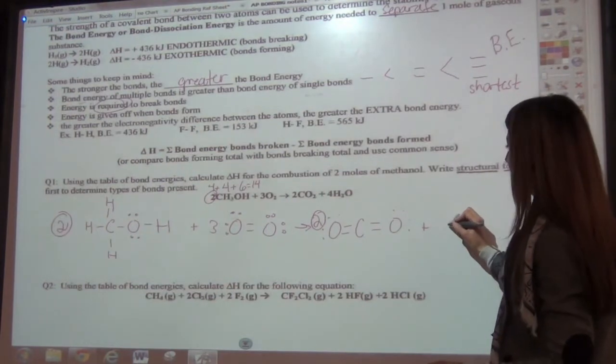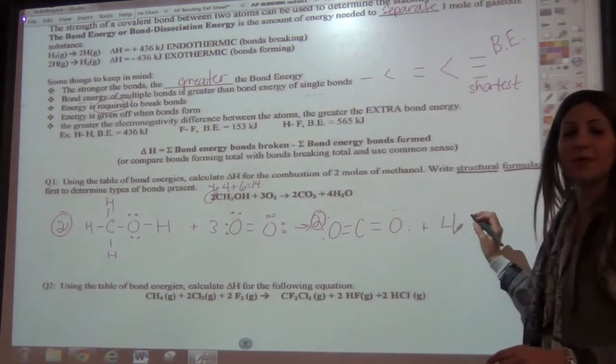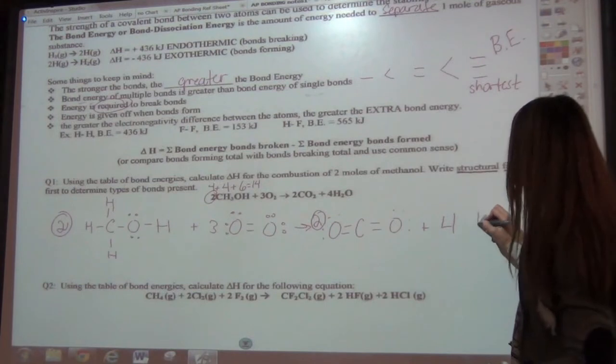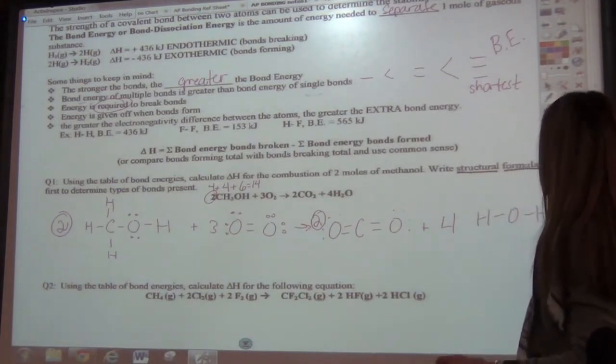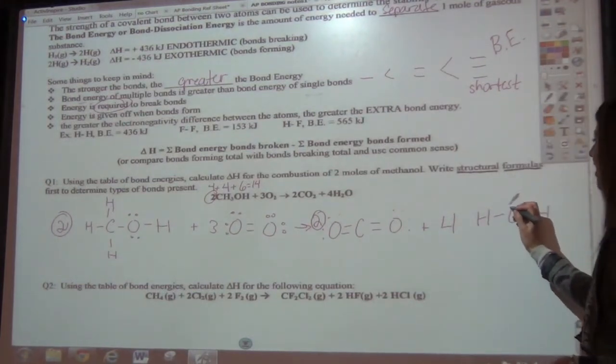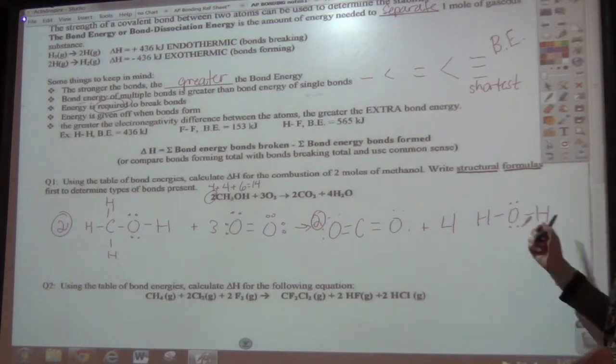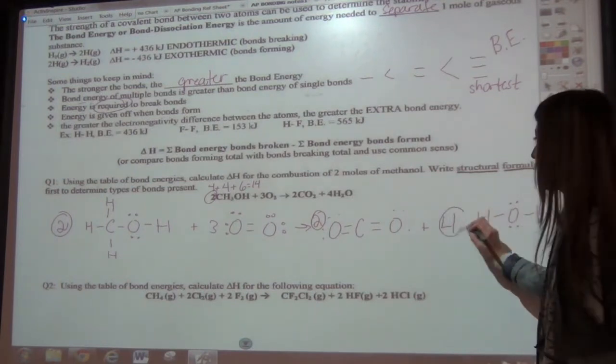And then I have 4 waters. H2O, do you remember what H2O looks like? Well, we know it's HOH. We know it's bent actually. But we're going to have 2 dots up, 2 dots down, and it ends up being a bent molecule. And there are 4 of these.